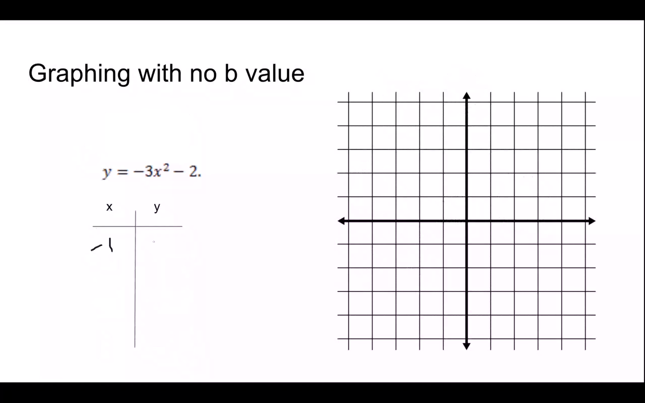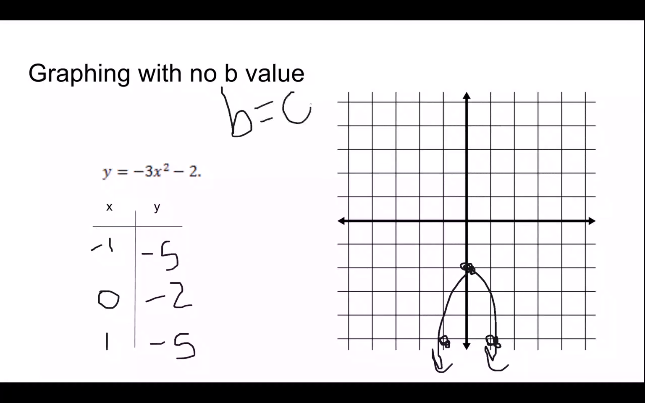So again, the values I had were these values right here. Then if we go to graph it, 0, negative 2 would be right about there. Negative 1, negative 5, 1, negative 5. So we get that shape right there, and we just get this downward U. So that's how you graph something with no b-value. If you ever get no b-value, it just means b is equal to 0. And a lot of times it actually makes the problem easier.